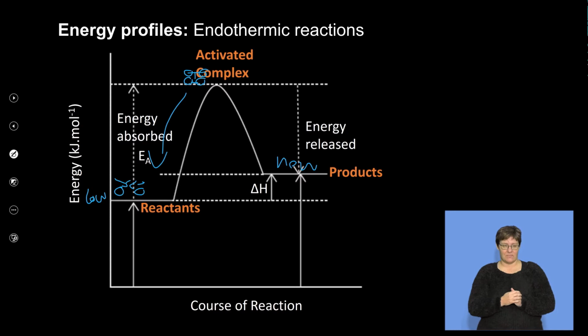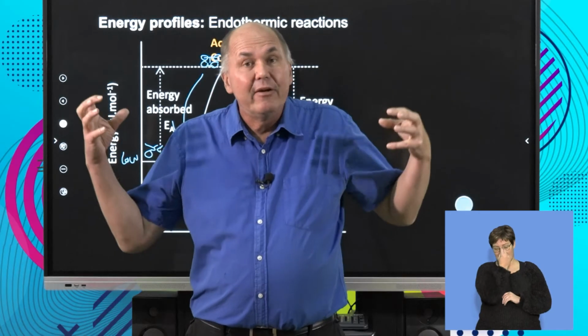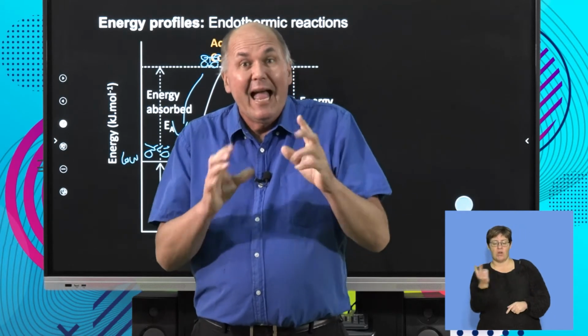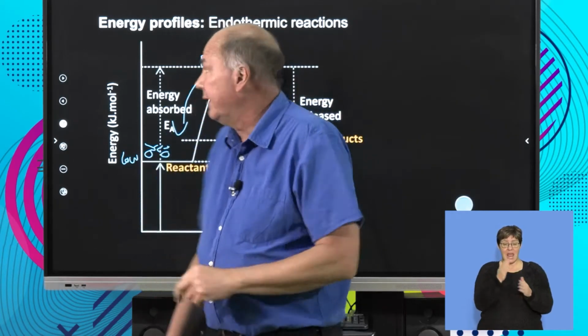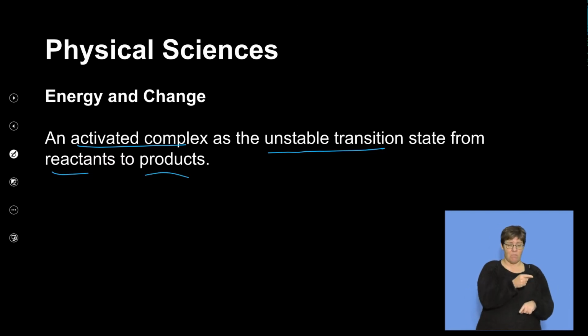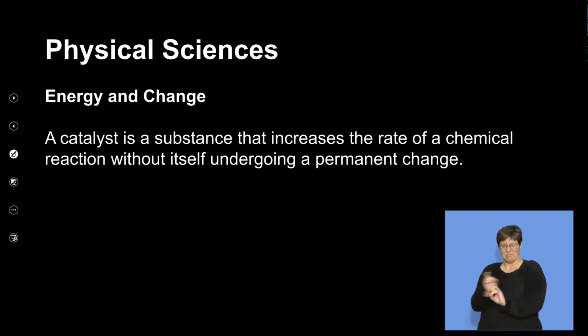It is important to understand that there are these movements and energy transfers that are happening. And the in-between state is the activated complex. So we define an activated complex as an unstable transition state from reactant to product. I think you've got that very clearly sorted out.